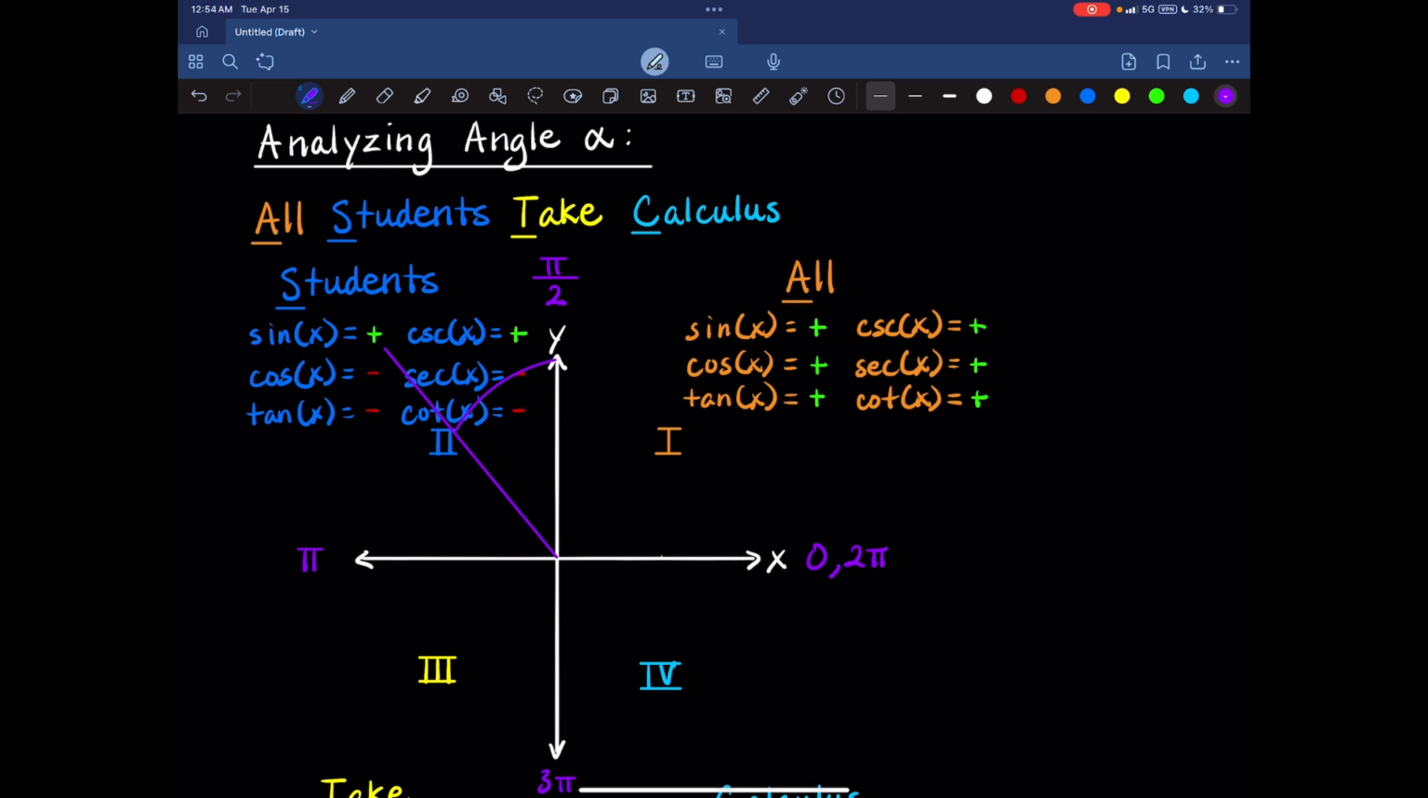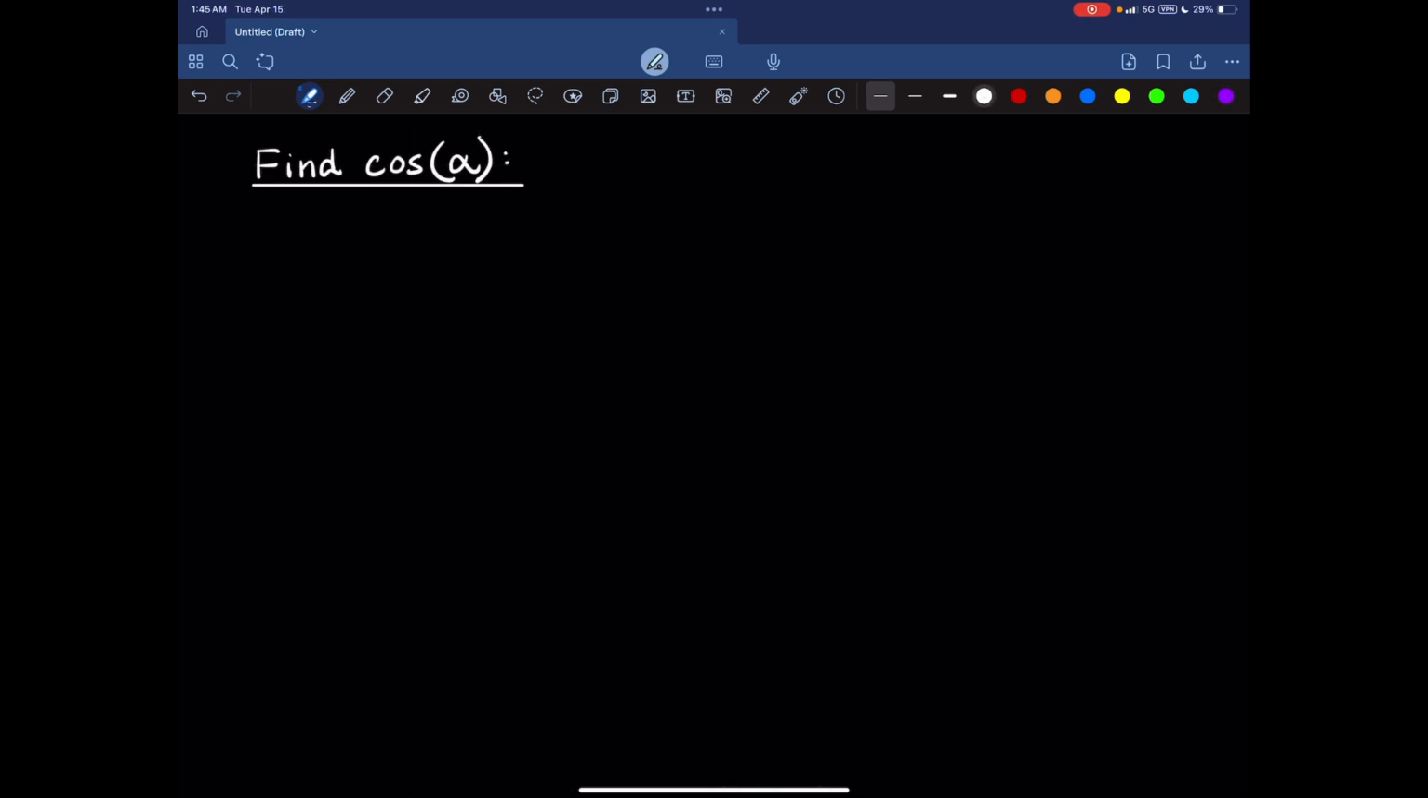So now that we've nailed down where the half angle lies and know how to determine signs using the all students take calculus trick, we're ready to tackle the rest of the problem confidently. So our next step will be to find cosine of alpha.